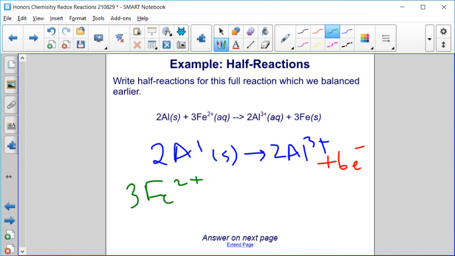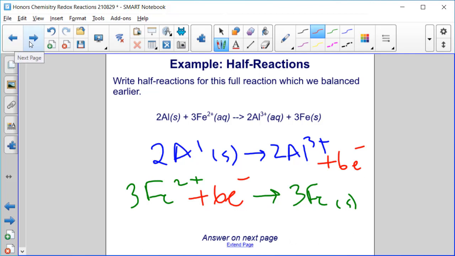3Fe2+ produces 3Fe solid. Again, on the left-hand side here, we have an overall +6 charge. 3 times 2+ give us +6 overall. So we need to combine that with 6 electrons to get an overall neutral half reaction on both the left and the right. And you can see in this case that the number of electrons lost, 6, is equal to the number of electrons gained. So let's look on the next page for a summary of that.